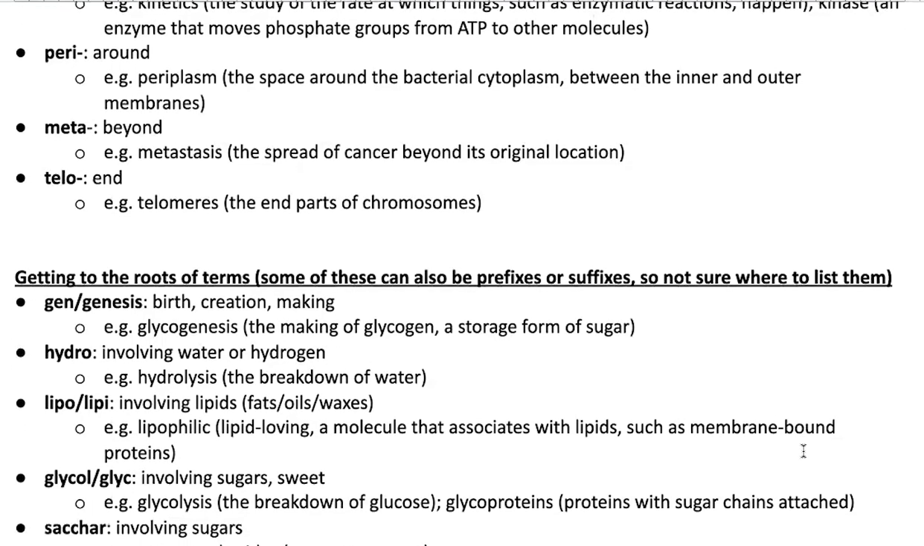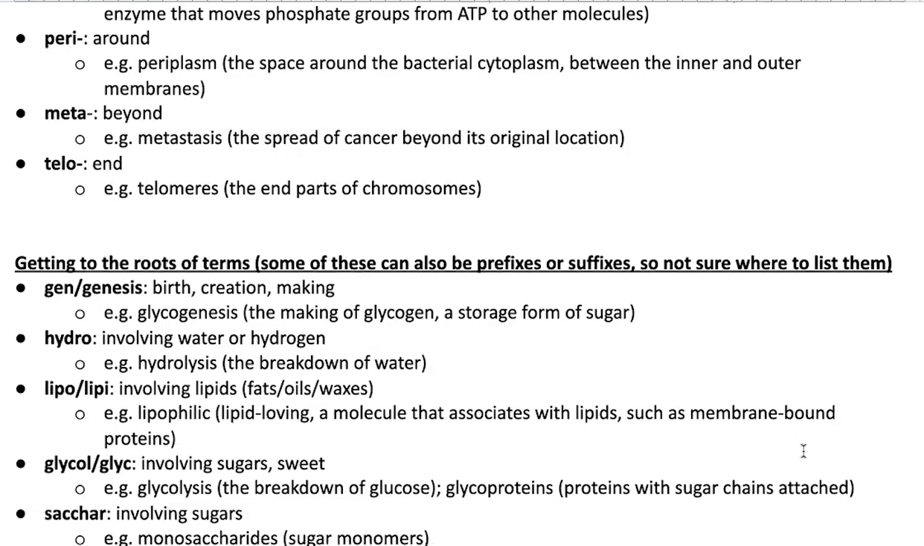Peri, this means around. So the periplasm is the space around the bacterial cytoplasm between the inner and outer membranes. Meta, this is beyond. So a metastasis is the spread of cancer beyond its original location. And telo is end. So telomeres are the end parts of chromosomes.